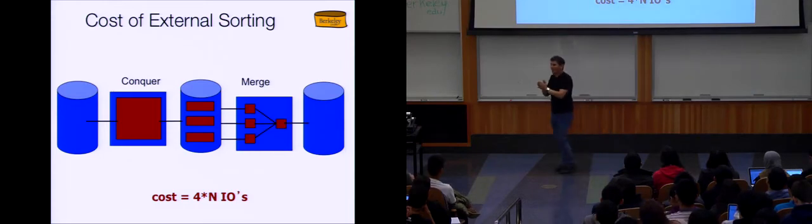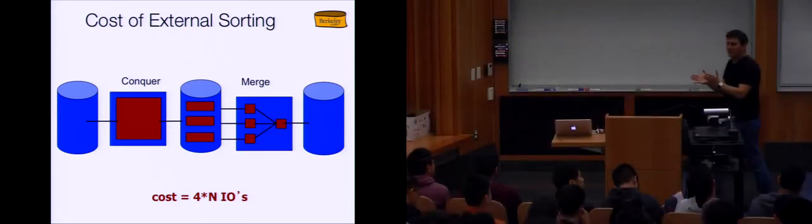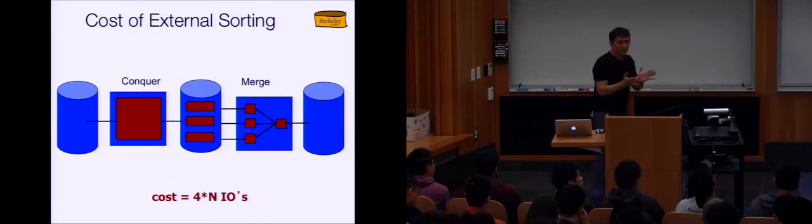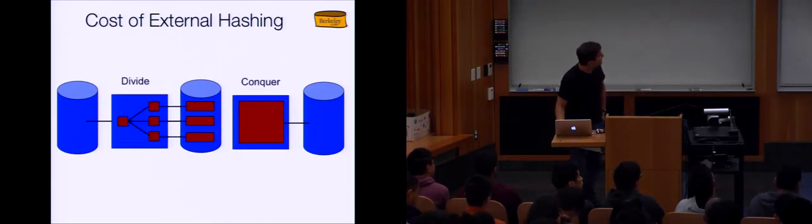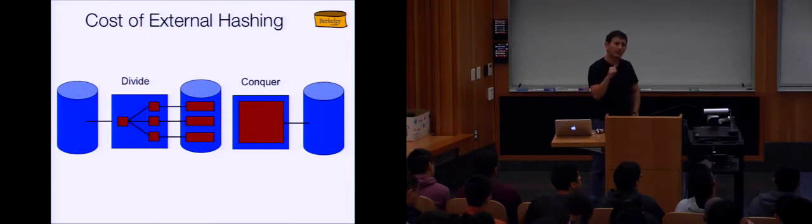Sorting and hashing, from an I/O perspective, are complete duals of each other. One is divide and conquer, the other is conquer and merge. And actually, if you think about the I/O behavior on a magnetic disk, they're duals in terms of when you do sequential I/O and when you do random I/O.